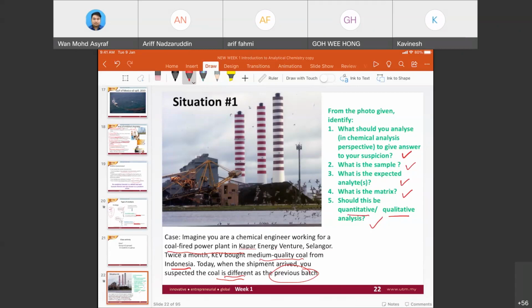Okay, Sam said that composition of coal. Okay. So, the sample is? The sample is apa? Okay, anyone boleh je open mic. Kita have a free session. Okay. The coal. Apa Arif tadi? Tak dengar. Sample coal. Sample coal. Okay. Apa kita punya kat sini? Matrix.